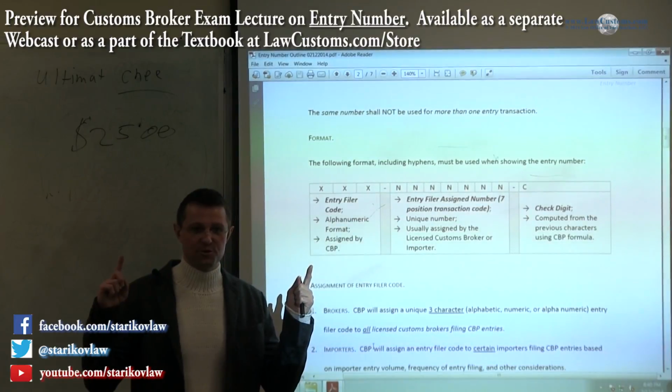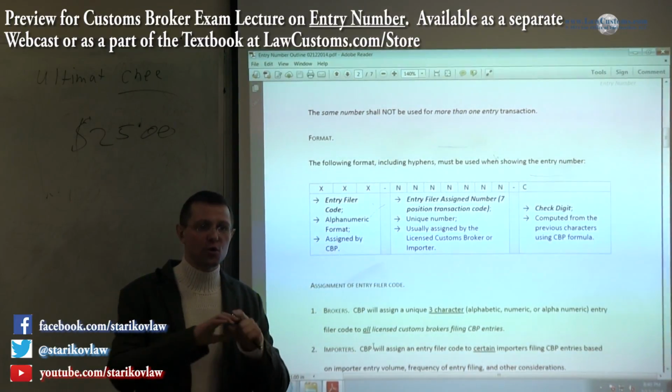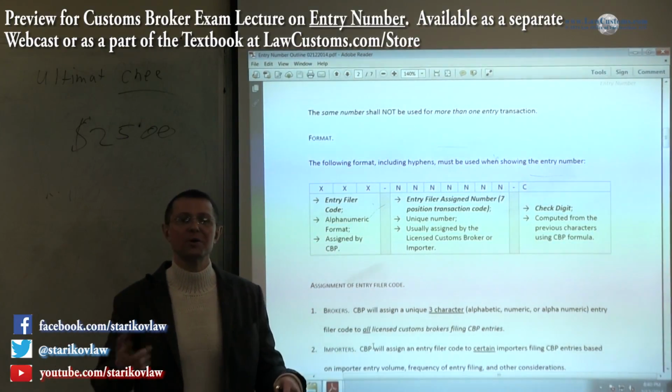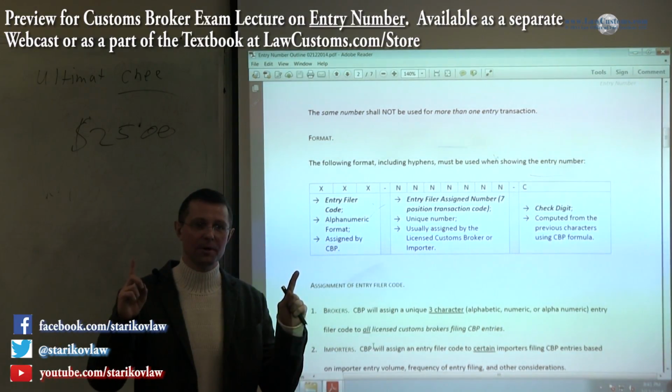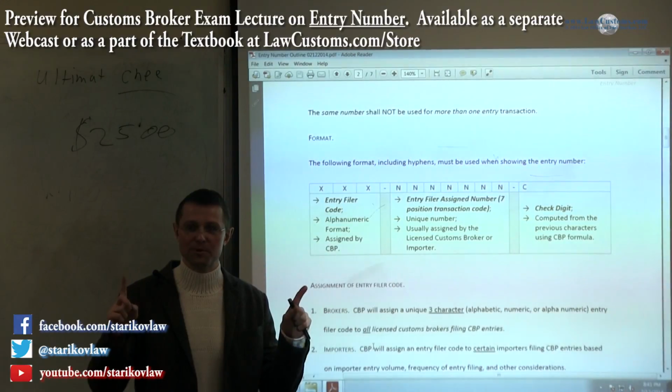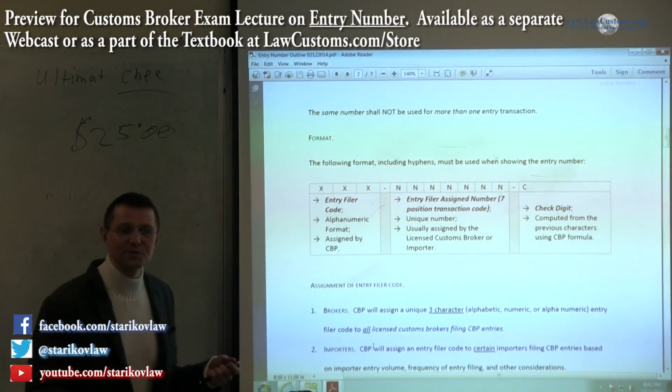Cannot be recycled. By recycling, I mean you go through a bunch of numbers and you say, well, let me repeat the circle. Once you use that number, that's it. You're stuck with it. What's the problem with that?